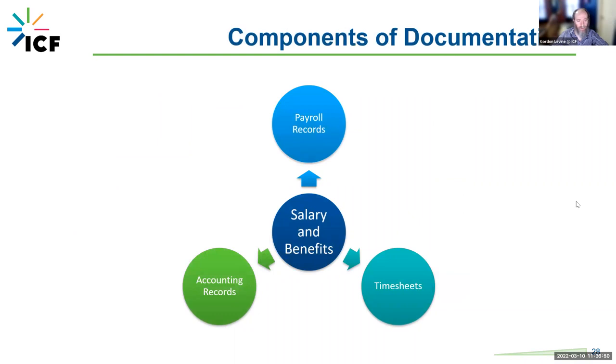Components of documentation. We've gone over this. This goes back to something I think we said last week about match, that expenses really have kind of 3 to 4 components in each of them. They've got the thing itself, they've got a record that the expense occurred, they've got a record that money went out the door, and then they've got subsidiary documentation that the expense was eligible. When we talk about salary and benefits, what we're really talking about are payroll records, accounting records, and timesheets that establish where the money went. Next slide, please.